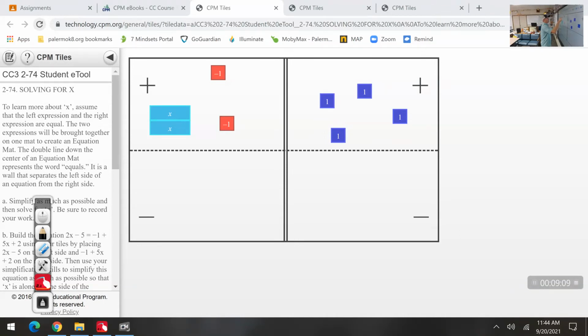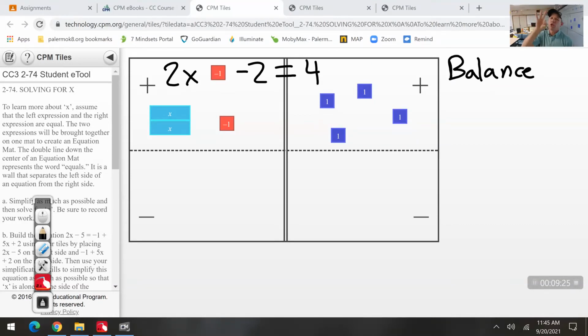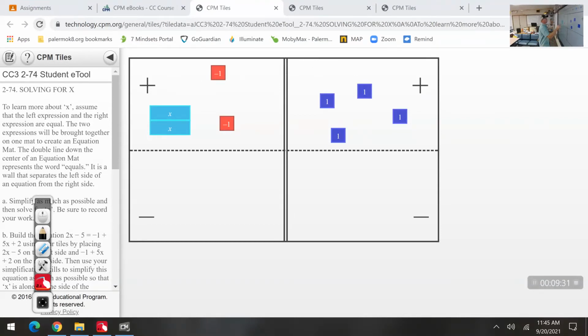I have 2x minus 2 equals 4. And that was after a balance. Now, I have been teaching 3 legal moves from last week, and today we're going to learn 3 more. Okay? 2 of these moves are very much the same. So let me go ahead and rearrange my paper so that it looks organized.